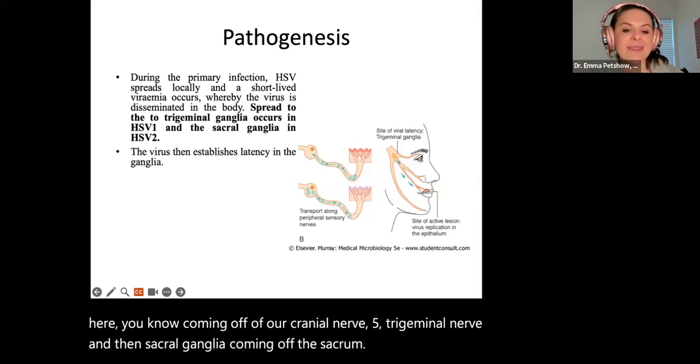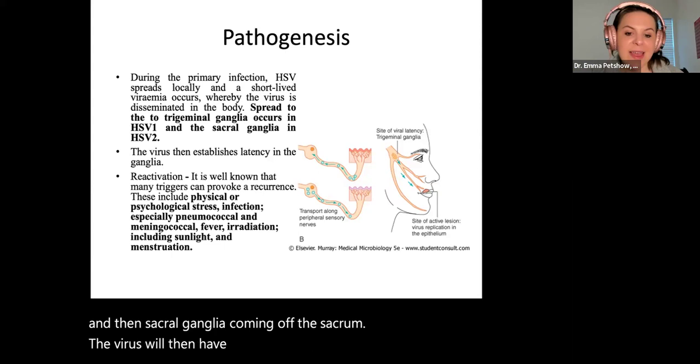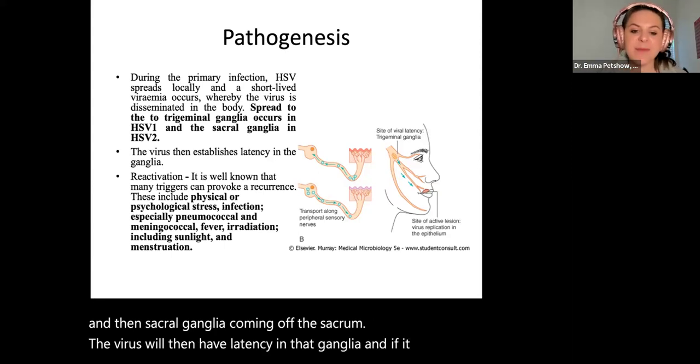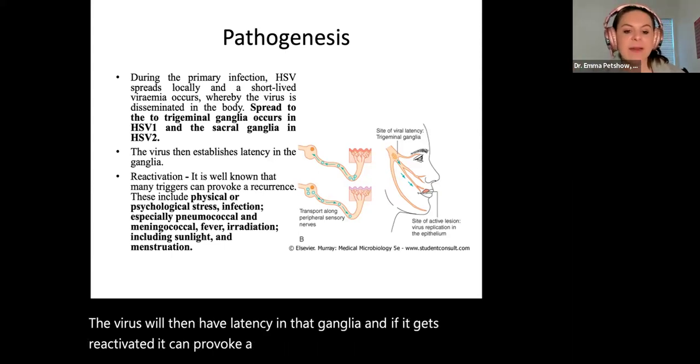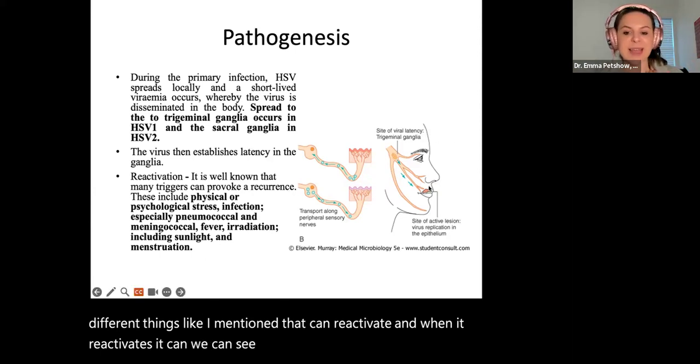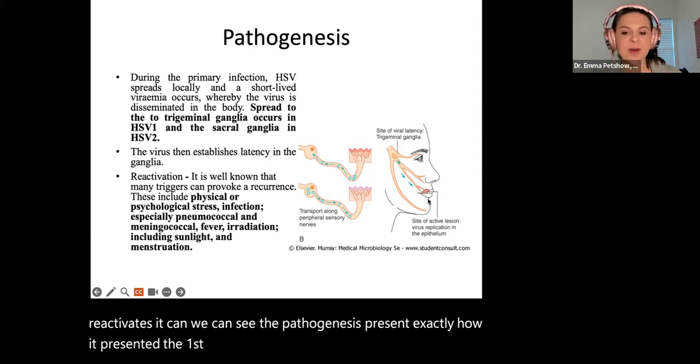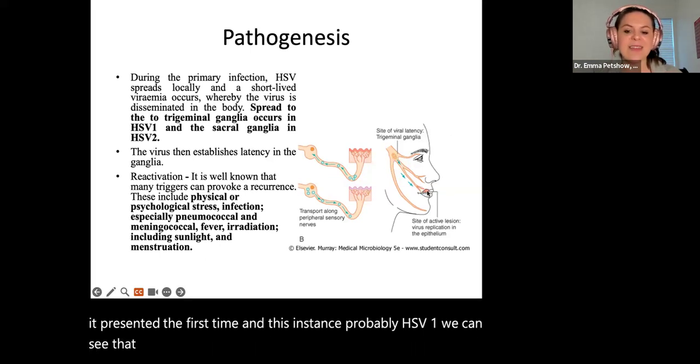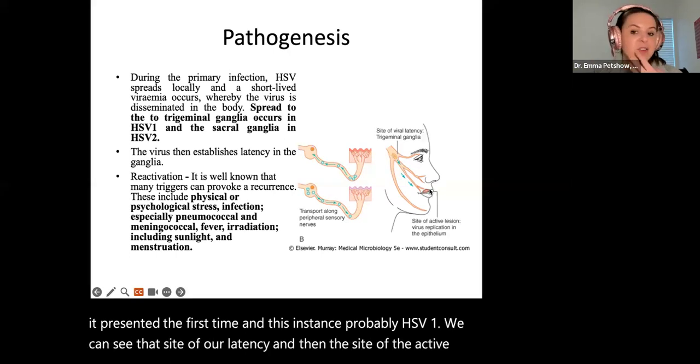The virus will then have latency in that ganglia, and if it gets reactivated, it can provoke a reoccurrence. And we have lots of different things, like I mentioned, that can reactivate. When it reactivates, we can see the pathogenesis present exactly how it presented the first time. In this instance, probably HSV1. We can see the site of viral latency and then the site of the active lesion at the end of that kind of nerve chain.